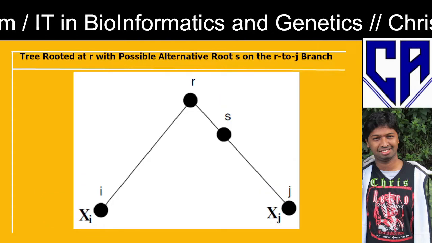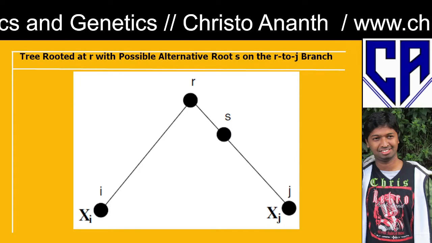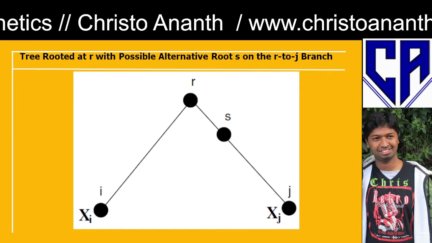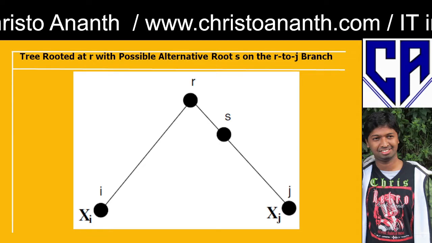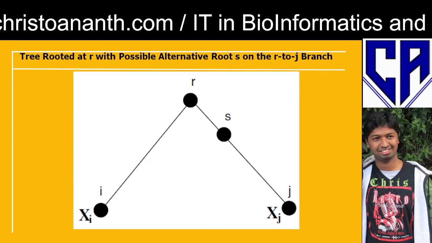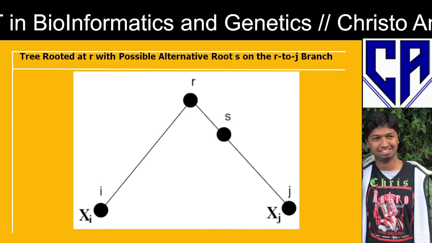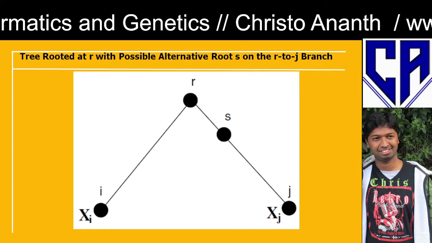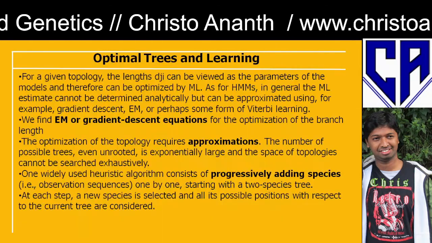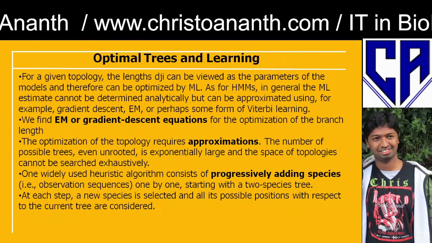So this is the tree rooted at R with a possible alternative root, from R to J branch. From this we'll have xi, xj. From I it goes, we have a node which is S. So from I to R and then R to J branch. We'll have several optimal trees as well in the case of hidden Markov model.